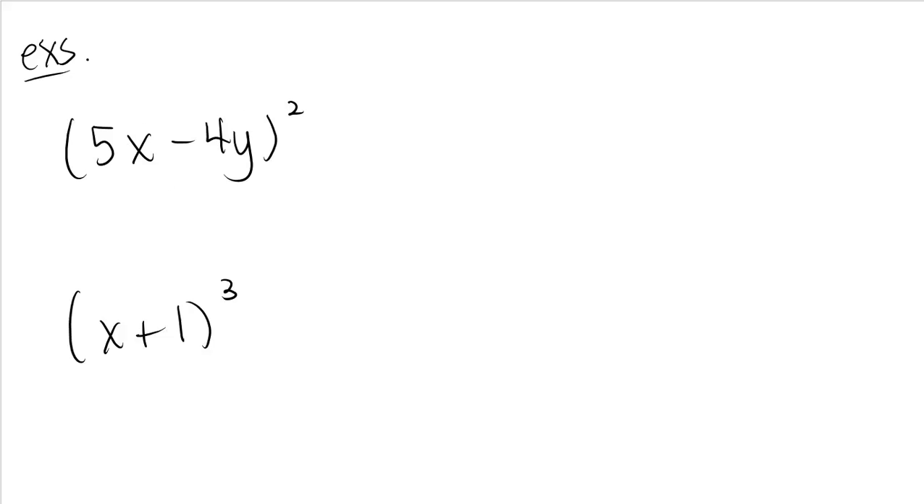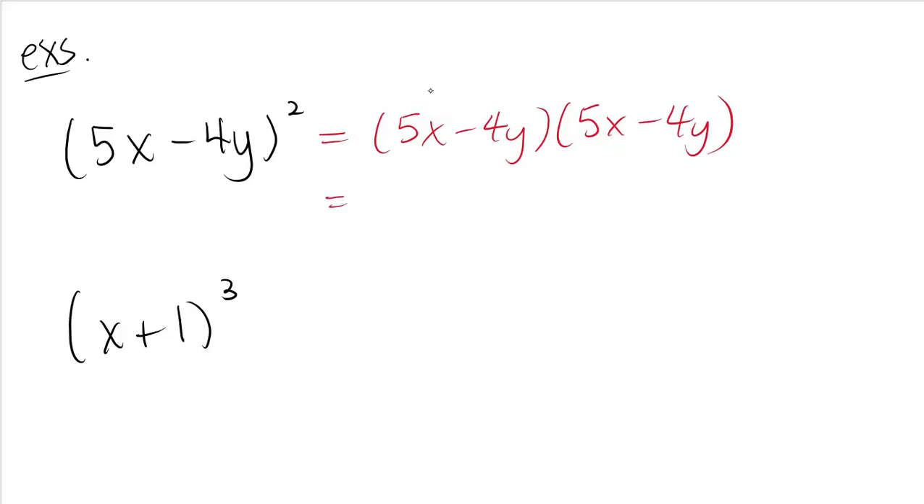For example, in this first problem, the square of 5x minus 4y, I'm going to rewrite this as 5x minus 4y times 5x minus 4y. Now it's just like the previous example. I'm going to use the FOIL process. 5x times 5x is 25x squared. The 5x in the first polynomial multiplied by the negative 4y in the second polynomial would be negative 20xy.